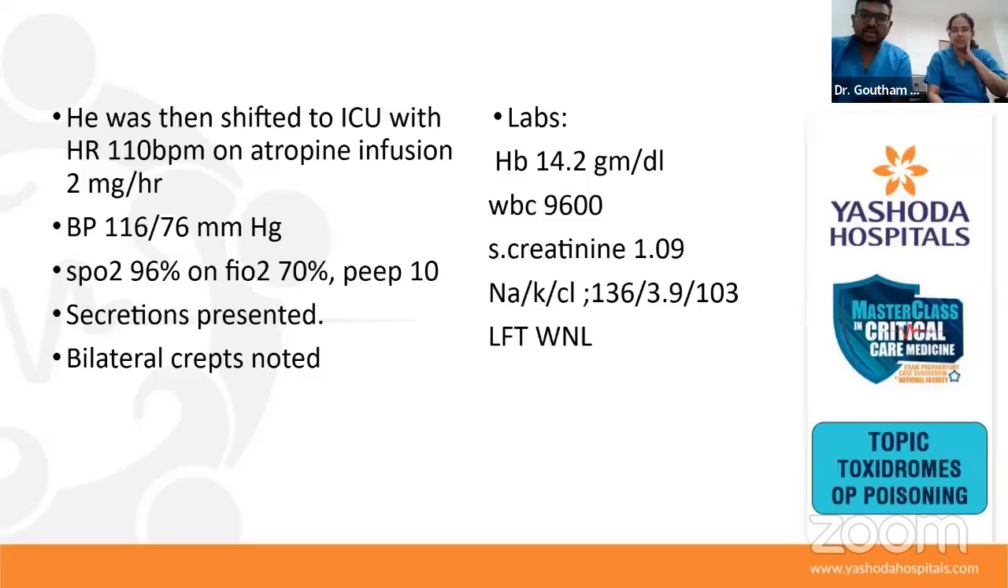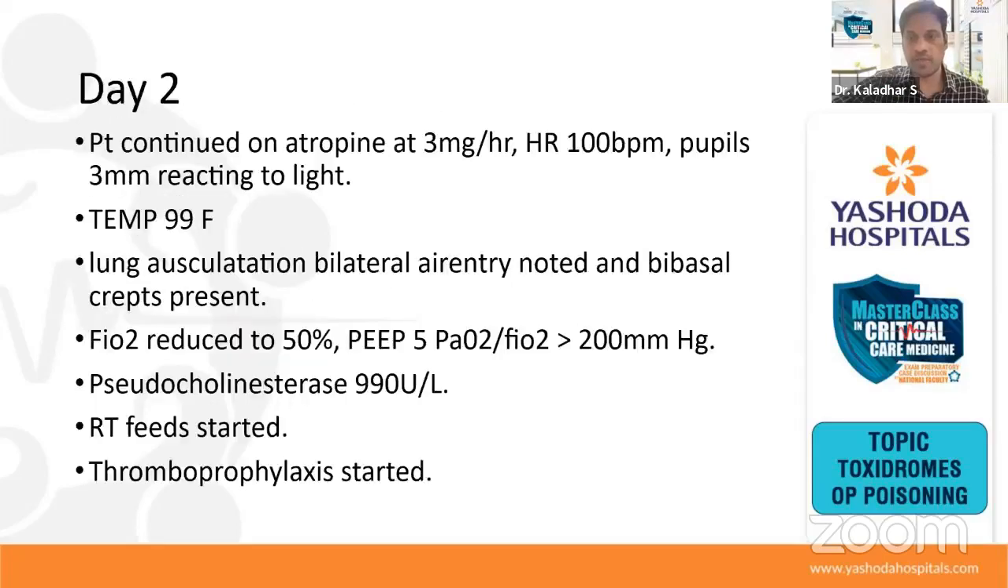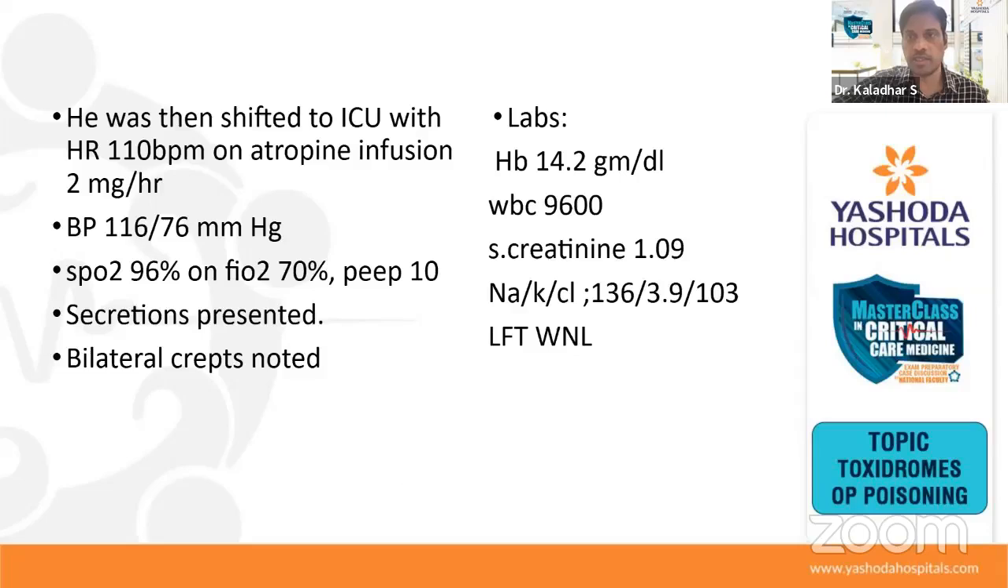In the meanwhile, his labs: hemoglobin 14.2 grams per deciliter, white cell count of 9,600, and serum creatinine of 1.09. Electrolytes: sodium, potassium, chloride were 136, 3.9, and 103, and his LFTs were within normal limits. Anand sir and Pragyan sir, do you want to interrupt and ask any questions at this point?